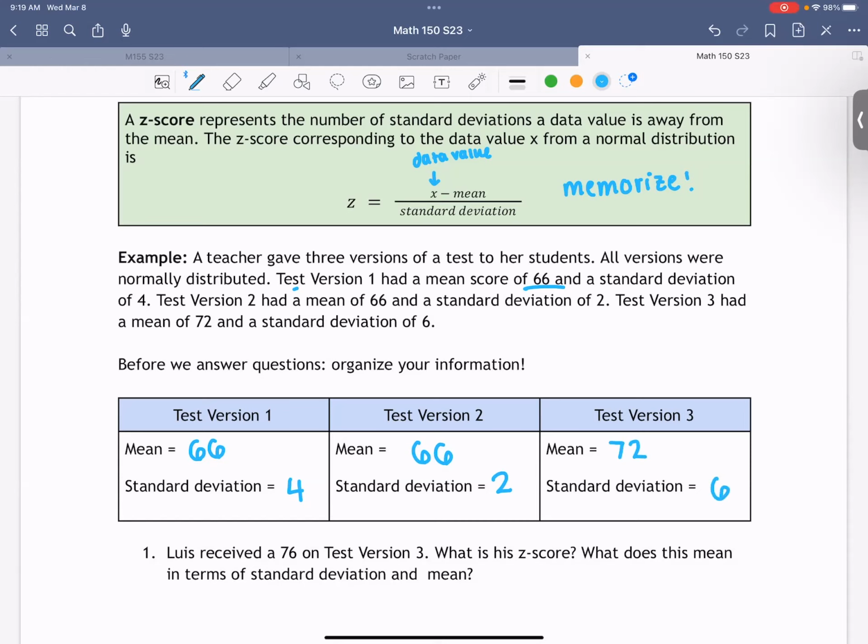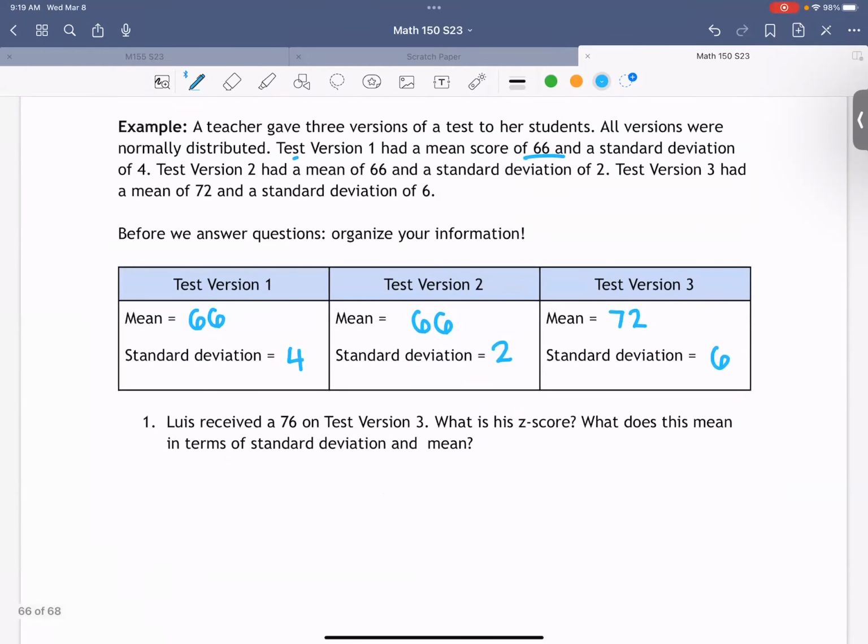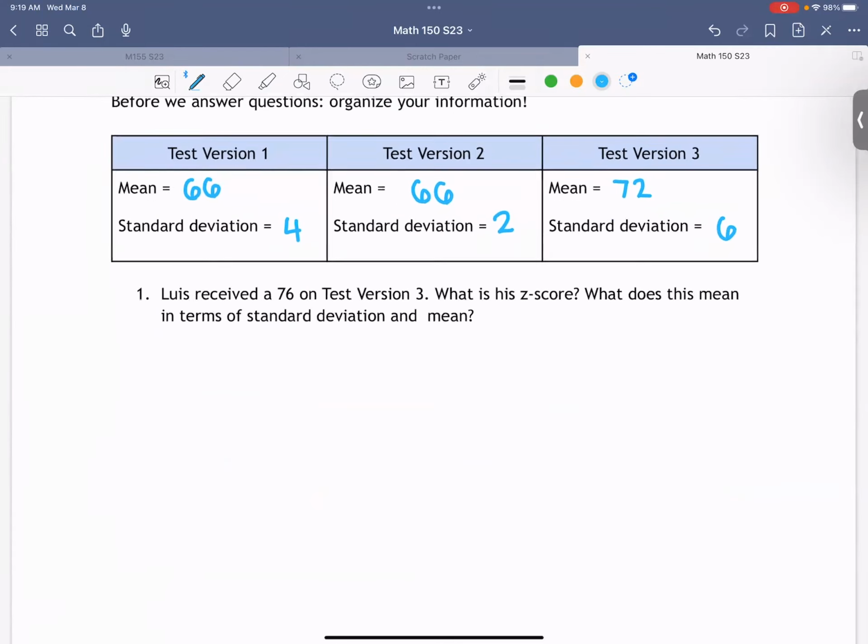Okay. Now, looking at these test scores, I got this question off the internet. I would never give a test where the mean is 66 and the standard deviation is 4. That would be kind of awful. Hopefully that will never ever happen. Okay, so I organized all the information. I don't have to go back to that paragraph and understand what everything is talking about.